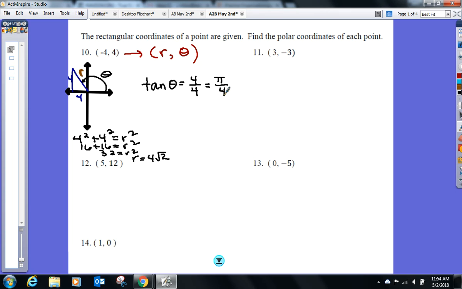And this part drives me nuts. That's not the angle I'm looking for. What did you just find? The reference angle right here. I need the angle in the second quadrant, not the reference angle.